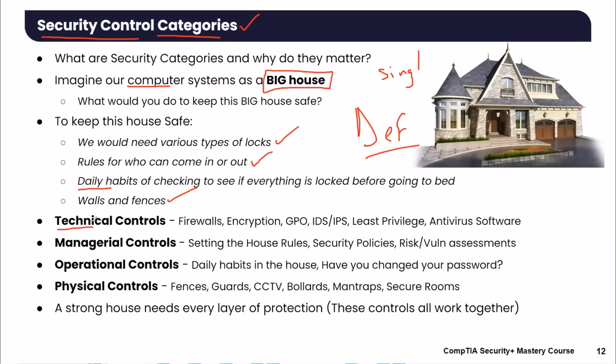We have technical control. Like I said, this is the category. So when something is classified as a technical control, that means it's a control that is implemented with technology. Something like a firewall absolutely comes to mind. Encryption, group policy objects, right? Intrusion prevention, intrusion detection systems, least privilege, only giving people the access they need through group policy, only the access they need to do their job and nothing less and nothing more. Antivirus programs, all of these things are technical controls. We try to stop things using technologies.